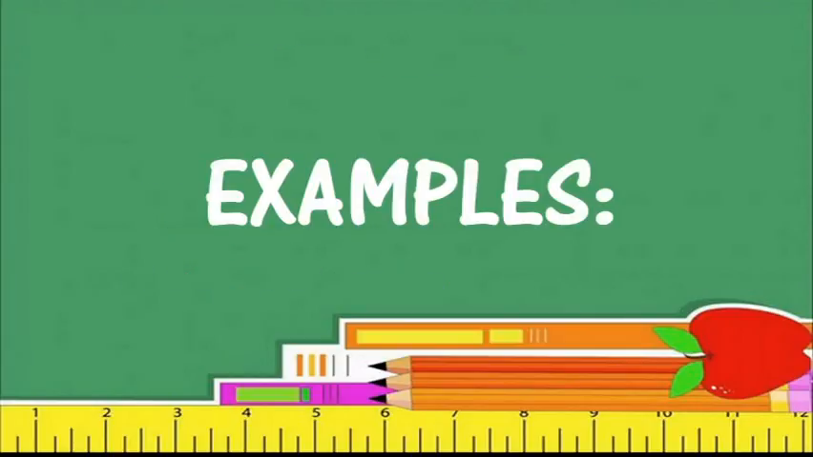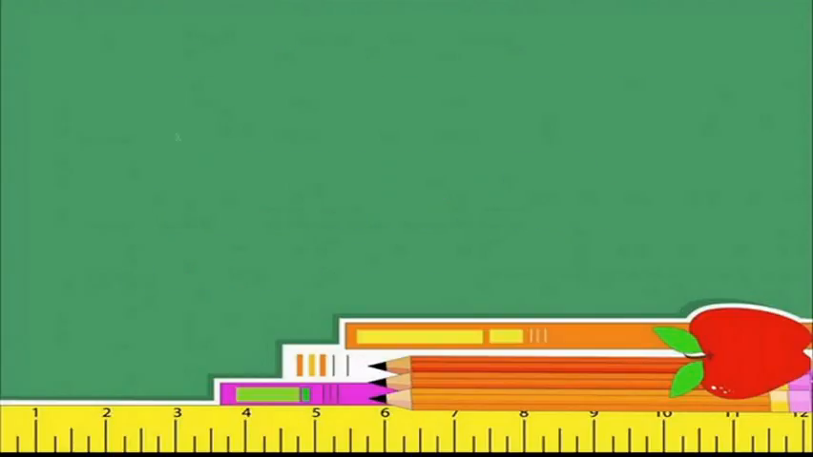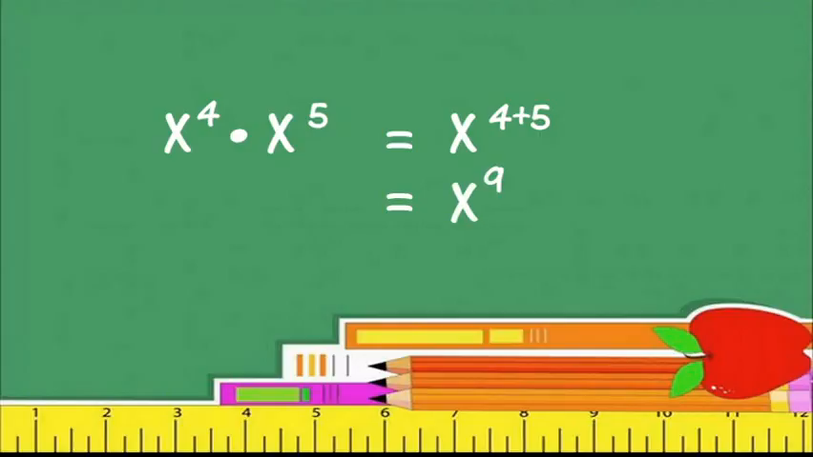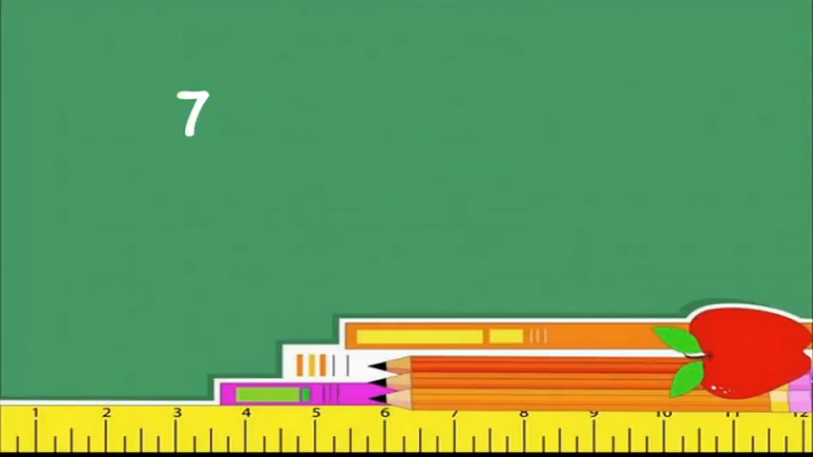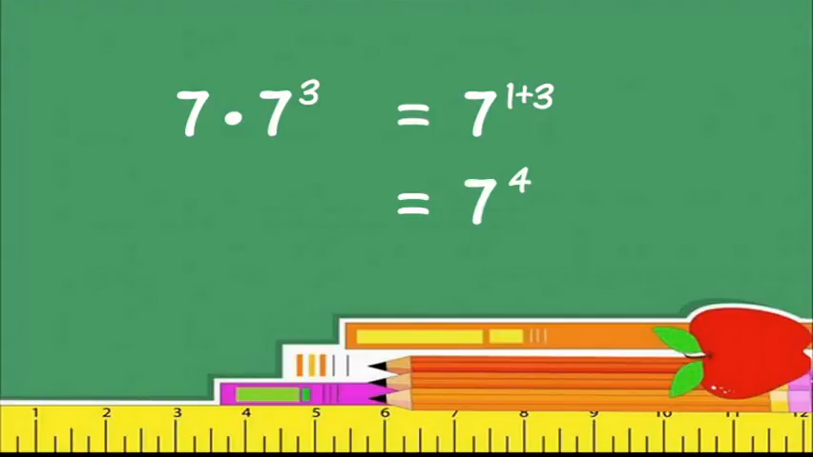Here are the examples. x raised to 4 times x raised to 5 is equal to x raised to 4 plus 5. The answer would be x raised to 9. 7 times 7 raised to 3 is equal to 7 raised to 1 plus 3. The answer would be 7 raised to 4, or simply 2401.